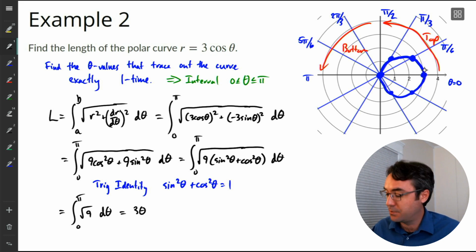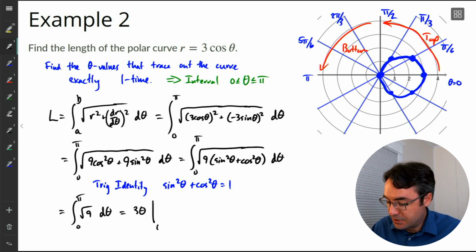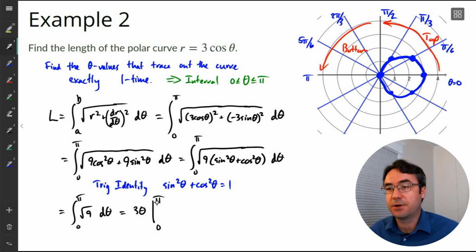So theta equals 0 is where we start. Theta equals pi takes us back right where we started. So it traces out the curve exactly one time. And we just need to evaluate. We've done all the integration. Now we just need to evaluate it between 0 and pi. And if we plug in, we end up with 3 pi.